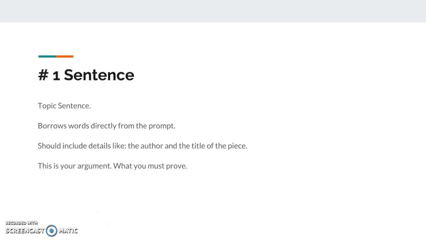Okay, so the number one sentence, which there's only one of, is the topic sentence. I want you to borrow words directly from the prompt. It should include details like the author and the title of the piece that you're referring to, and it's your argument. This is literally your point of view and what you have to prove. Okay, so make sure you do borrow words from the prompt because that's what I'm looking for and that's what you have to respond to, so you might as well make it part of your topic sentence.